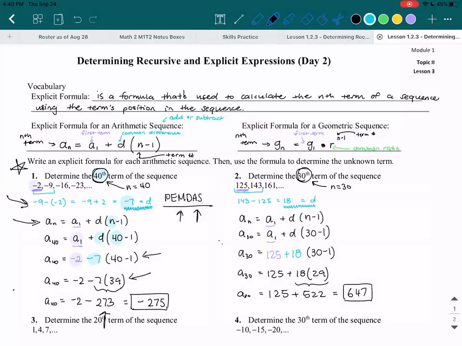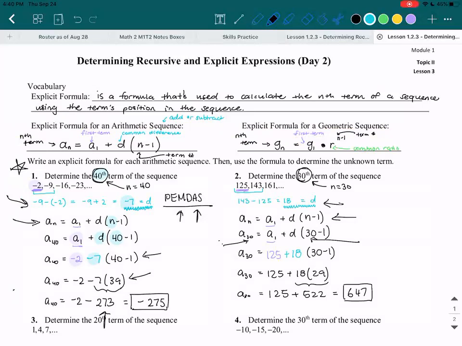I also did write the common difference out. So I chose the first two numbers, 125 and 143, and over here I just subtracted them, second minus first. 143 minus 125, and you get 18, which is our common difference. Next, we have our explicit formula for the arithmetic sequence. Then I start plugging it in. The n is 30, so I replace it with 30 because we are looking for the 30th term. And I also replaced it here.